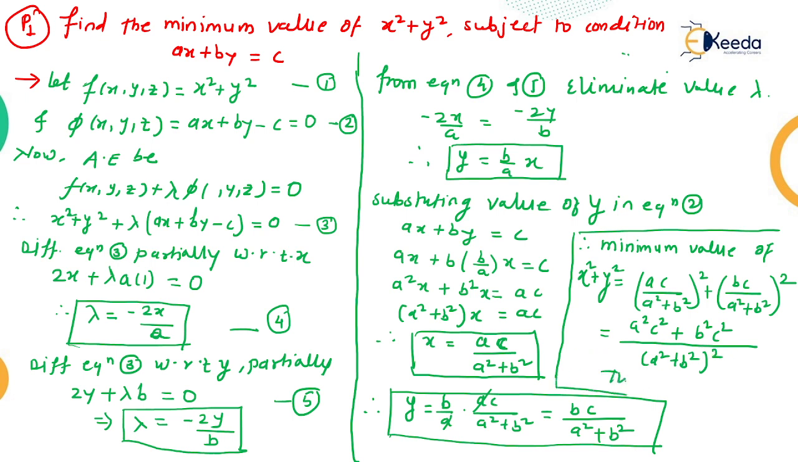This is the minimum of x square plus y square. This is a very easy method to find the minimum and maximum value of a function. In this method we particularly find the minimum value. Okay, so is it clear up to this?